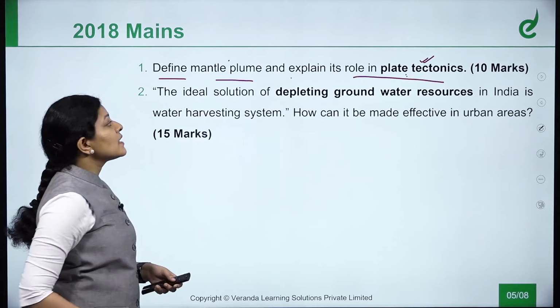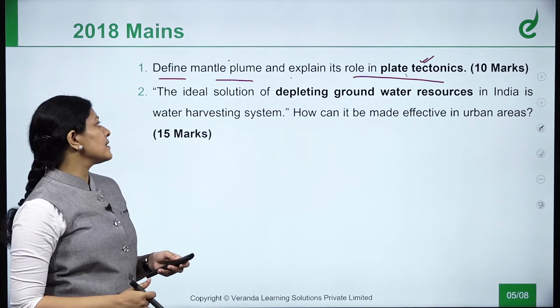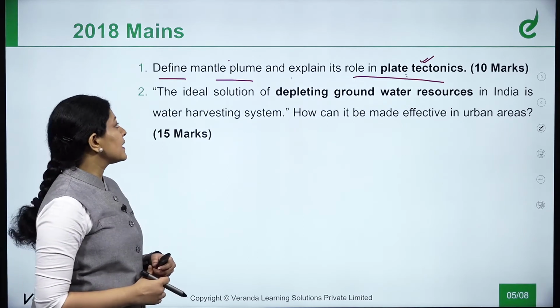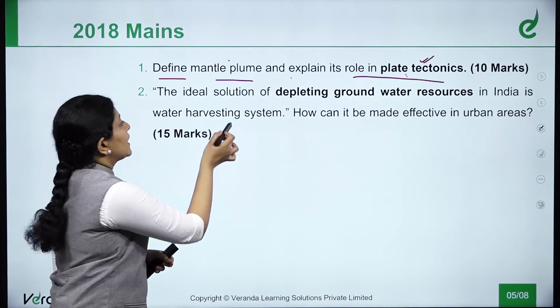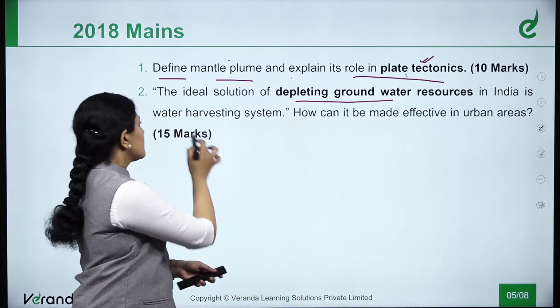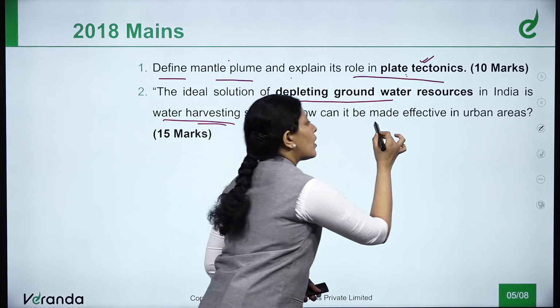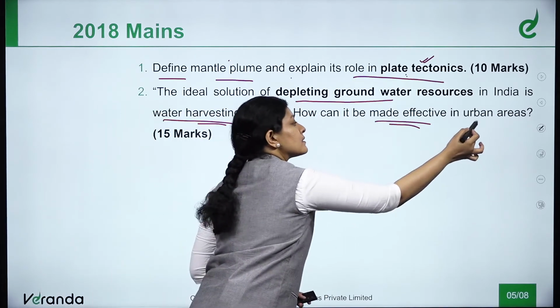The next question is the ideal solution of depleting groundwater resources in India is water harvesting system. How can it be made effective in urban areas? So they already have given in the statement. The ideal solution for depleting water resources in India is harvesting water. So what are the ways in which this can be made effective, especially in urban areas?